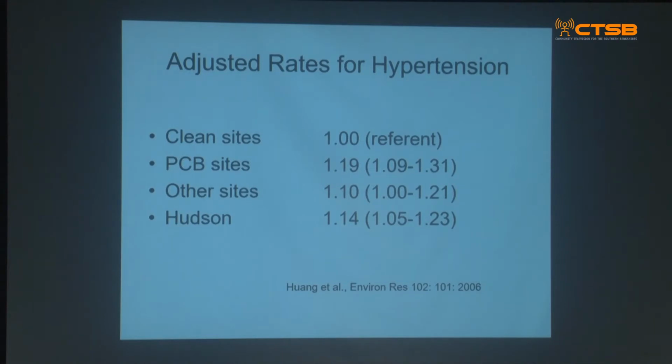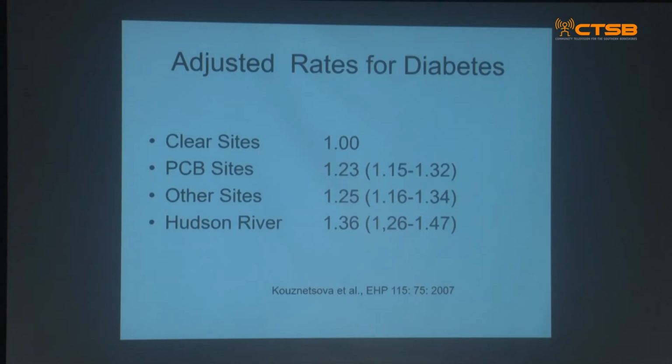Same thing, 19% greater risk of having high blood pressure if you live in a PCB site. Now in this case, there was also an increased risk if you lived by other hazardous waste sites, and there was an elevated risk along the Hudson. Here's diabetes. Same pattern, although there was also an increased risk if you live in a zip code that has a hazardous waste site without PCBs. But again, along the Hudson River, it was even greater.